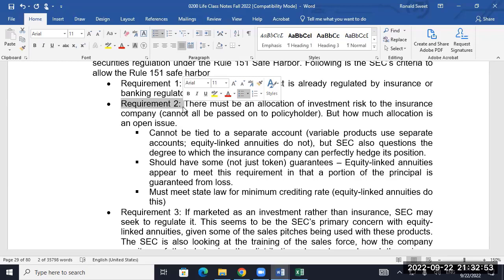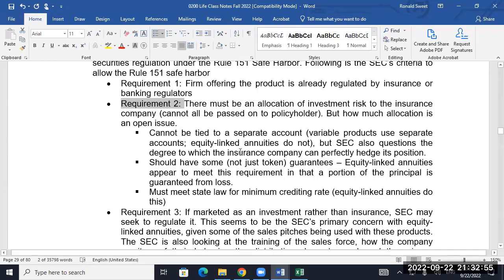So one thing they look at is, is there a separate account? A separate account is where the insurance company sets up the product, but there's some mutual fund that the money goes into. It's really separate from the insurance company. That's one thing. Equity-linked annuities are not set up like that. They're not set up in separate mutual funds, separate trusts.